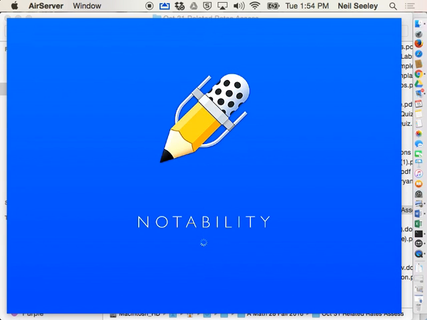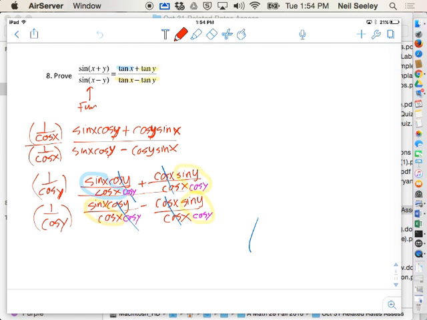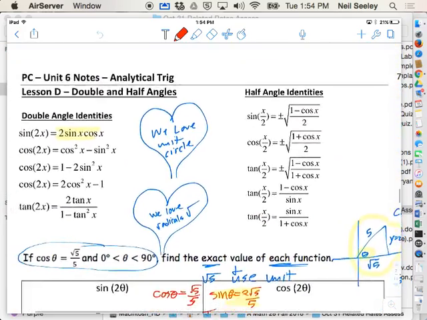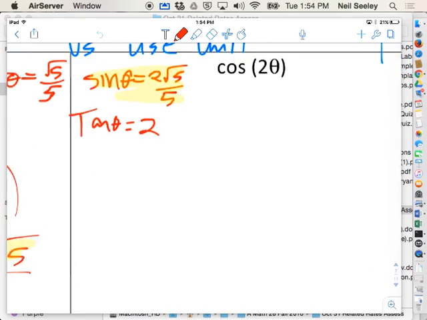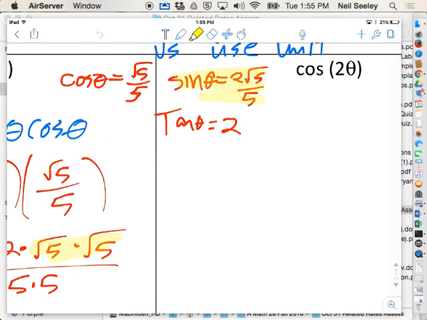Come on, Notability. Keep up. It's back. Okay, so down to where we were. We love the unit circle and we love radicals. That's why we used them all over the place on here. Cosine of 2 theta works out as nicely. All it comes down to, we just want to trade out any cosines for square root of 5 over 5, sine for 2 square root of 5 over 5, and tangent, trade it for a 2. That's it. We get to put those in wherever they belong.